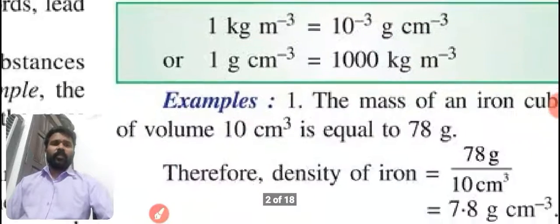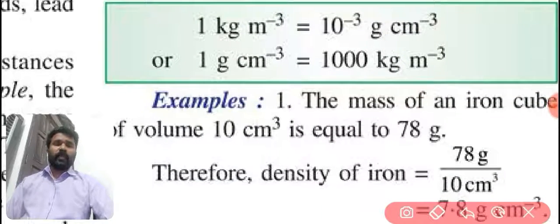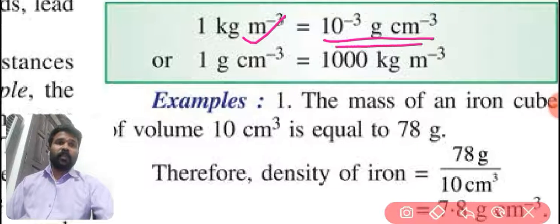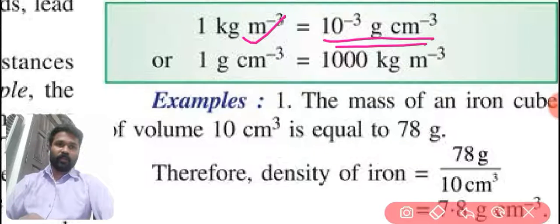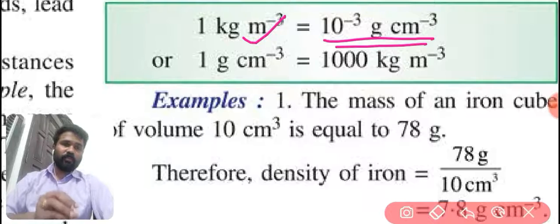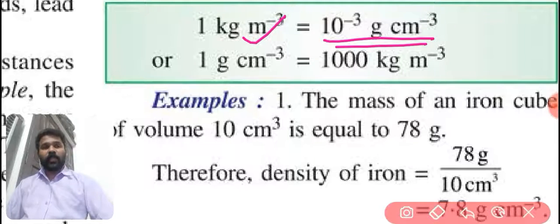So we can summarize the value like this: 1 kilogram per meter cube is equal to 10 raised to minus 3 gram per centimeter cube. And 1 gram per centimeter cube is equal to 1000 kilogram per meter cube.